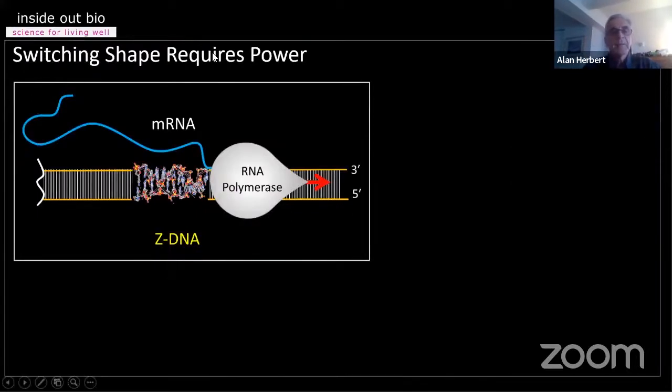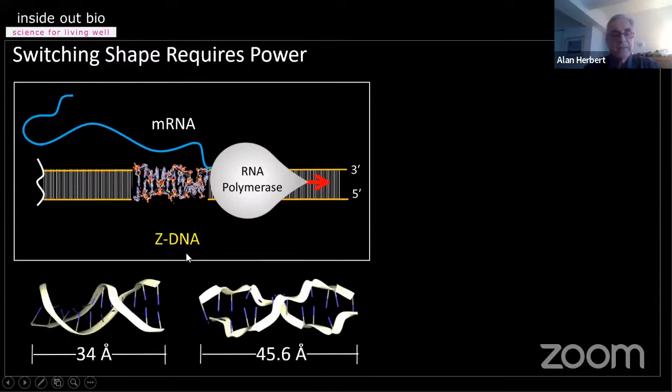So as I mentioned, switching the shape from B-DNA to Z-DNA requires power. One source of that power is RNA polymerase. As it goes down the double-stranded DNA, it unwinds the double-stranded DNA so it can make RNA, and that unwinding causes negative supercoiling, which can power the flip from B-DNA to Z-DNA.